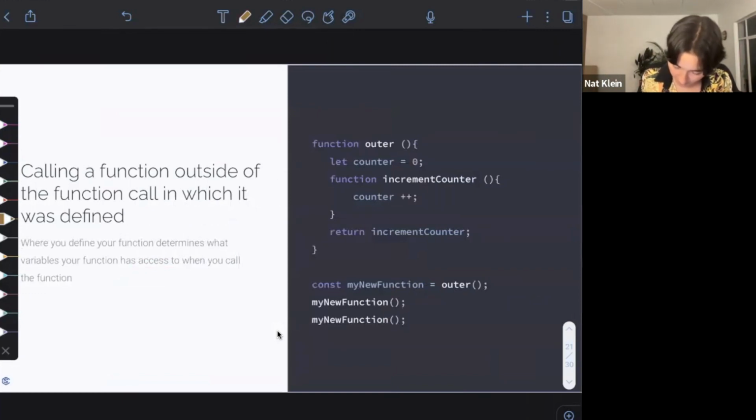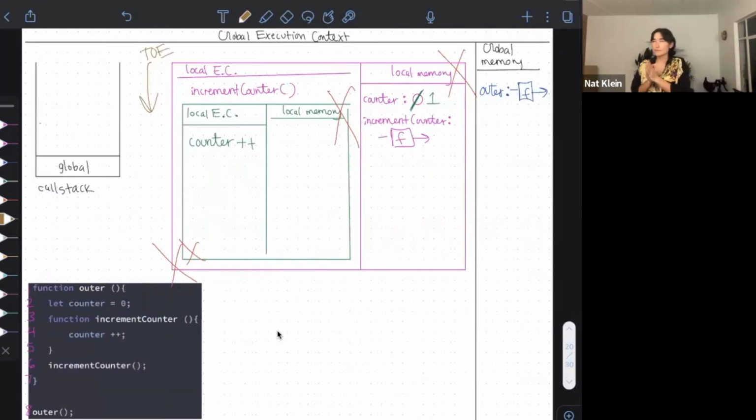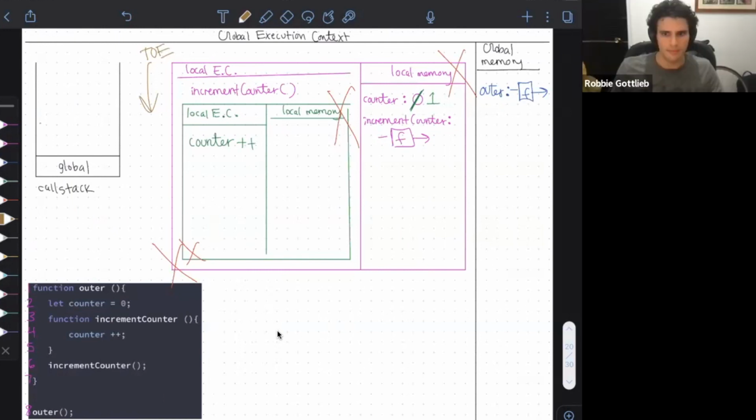All right. So we have reached the end of this code.